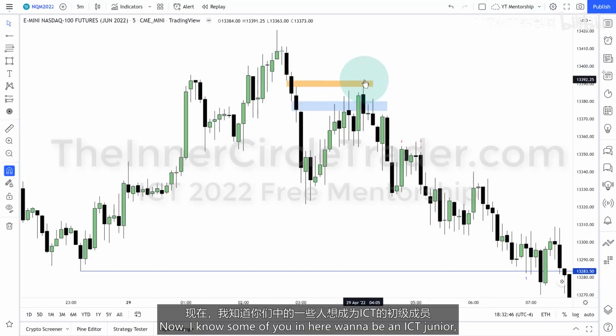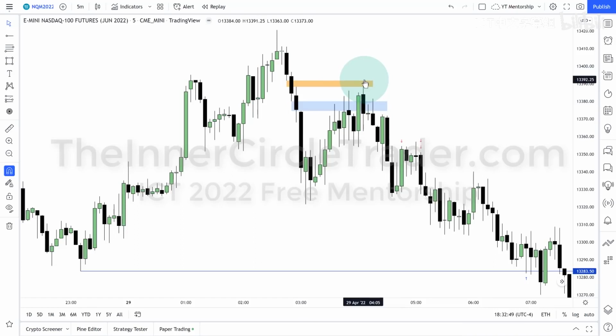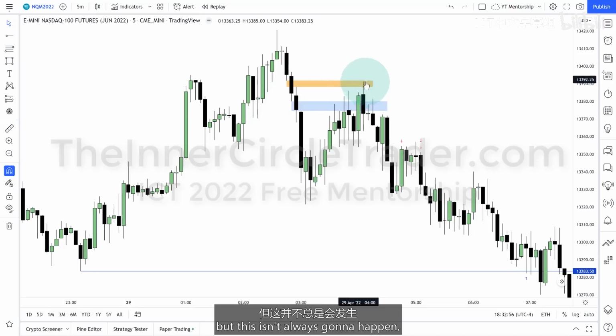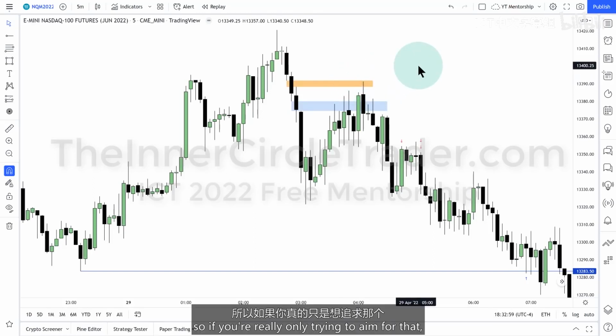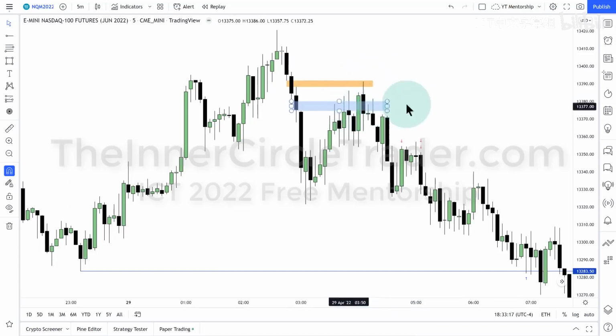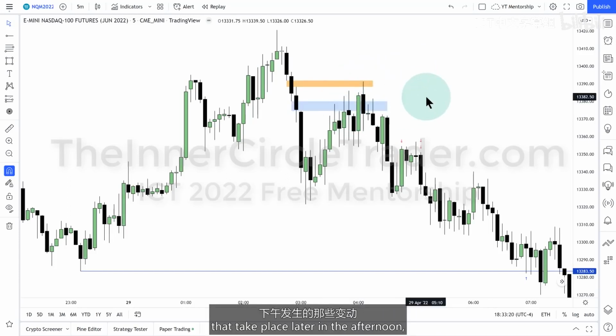Now, I know some of you in here want to be an ICT junior and you want to be in there on the highest candle when you're selling. You want to be on the lowest candle when you're buying, and I understand. But this isn't always going to happen. So if you're really only trying to aim for that, you're going to miss moves. And if it moves like it did today, that's a heartbreaker because it moved a lot. And if you weren't positioned in it and you spent the rest of the day kicking yourself about being greedy about trying to get that instead of where I've already taught you, you'll probably miss the other moves that take place later in the afternoon and you get nothing for the day.